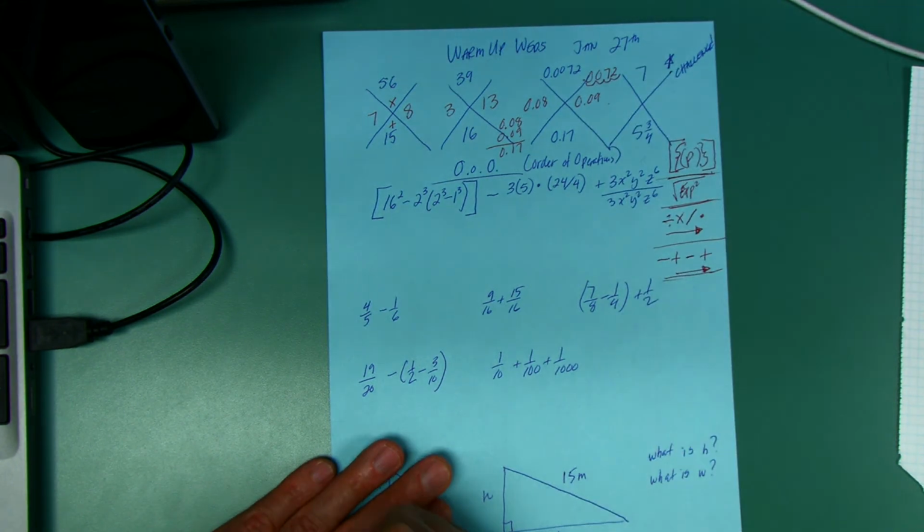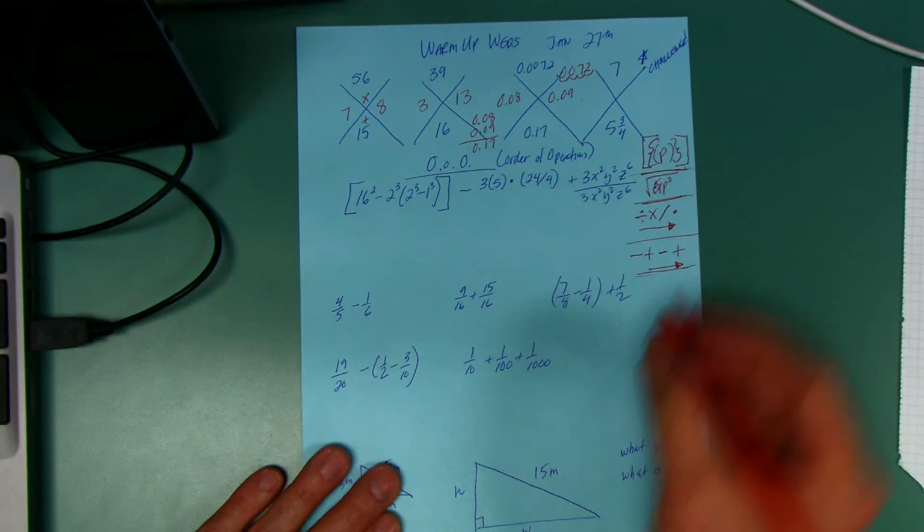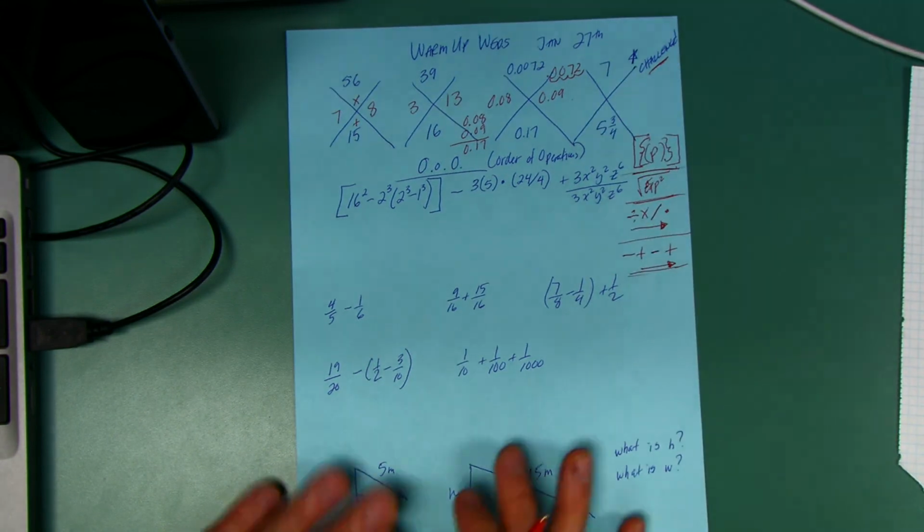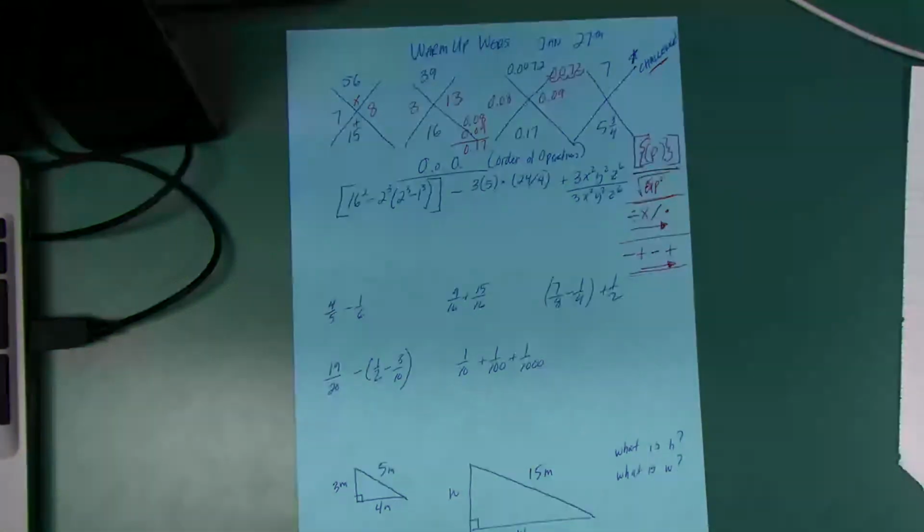All right. Big challenge on this one. There's a star next to that one. Could you figure that one out? 5 3/4 and 7.